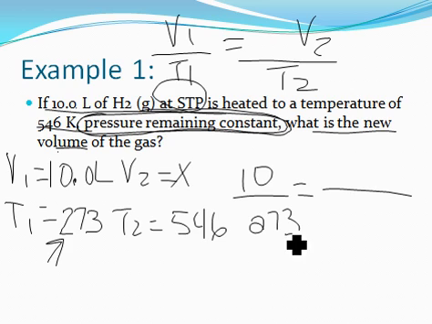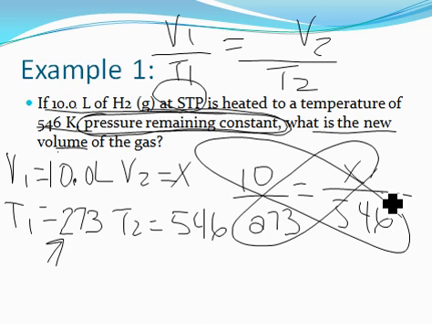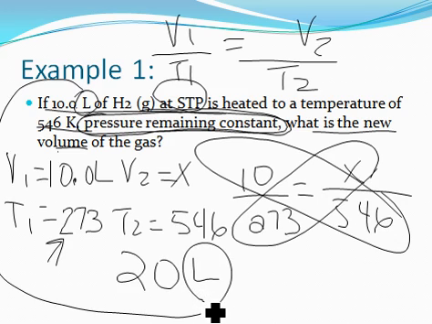You get to do your favorite thing in the world. We get to cross multiply. And when we do this, we should end up with 20 liters. So since the initial volume was in liters, the final volume is in liters. Sometimes we have mistakes where students will write one in milliliters and put the other in liters, or one in liters and the other in milliliters. Make sure the units are consistent. If V1 is in liters, V2 is in liters. If V1 is in milliliters, V2 should be in milliliters.